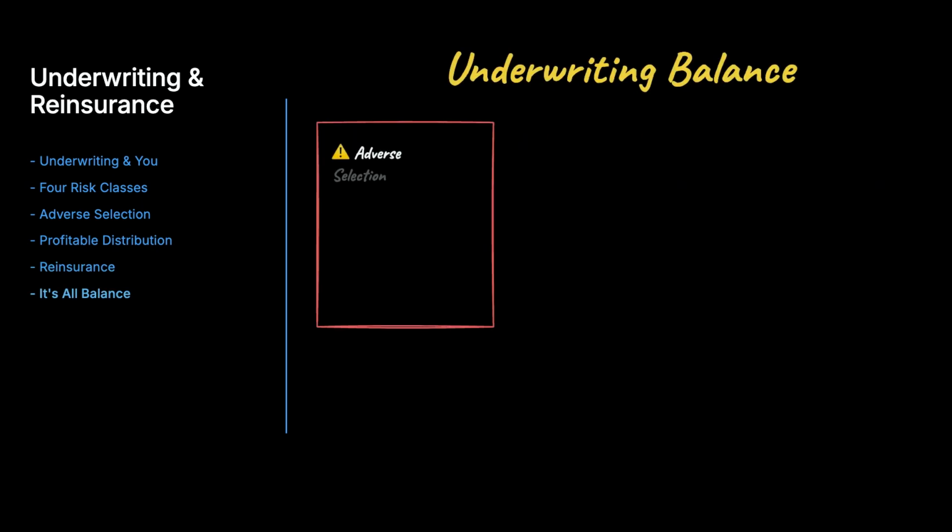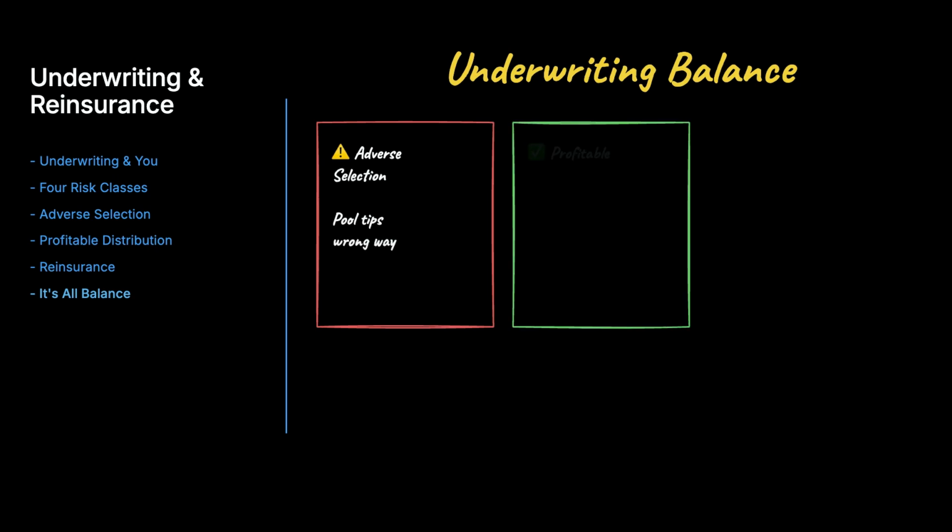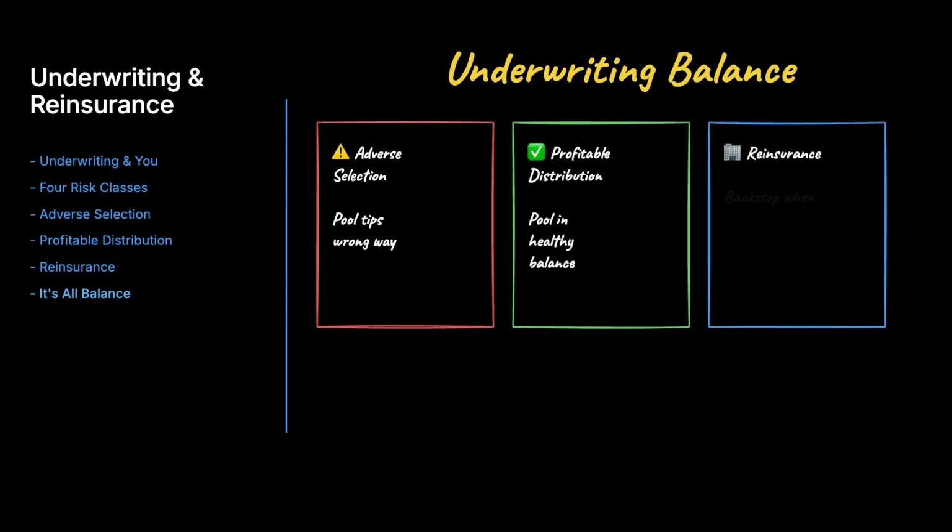If I had to name the single thread running through underwriting, it is balance. Adverse selection is the pool tipping the wrong way. A profitable distribution is the pool in healthy balance. Reinsurance is the backstop when one company holds too much. See it as managing balance, not memorizing terms, and these questions get friendlier.